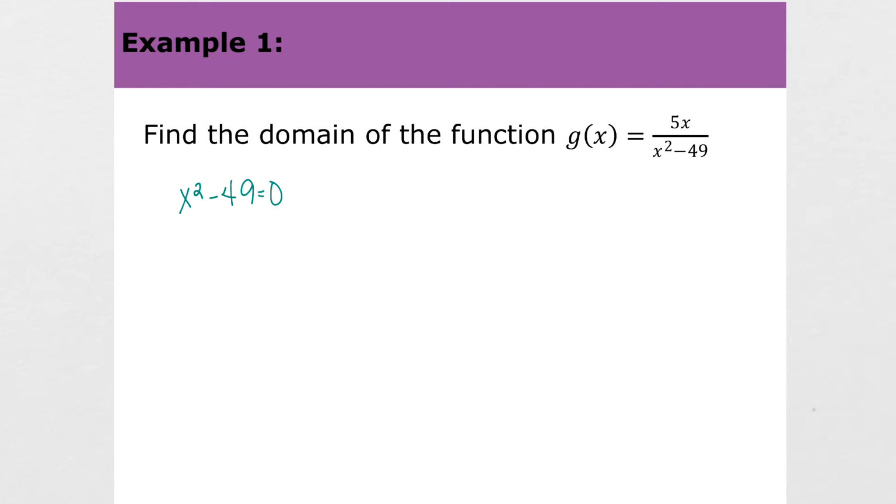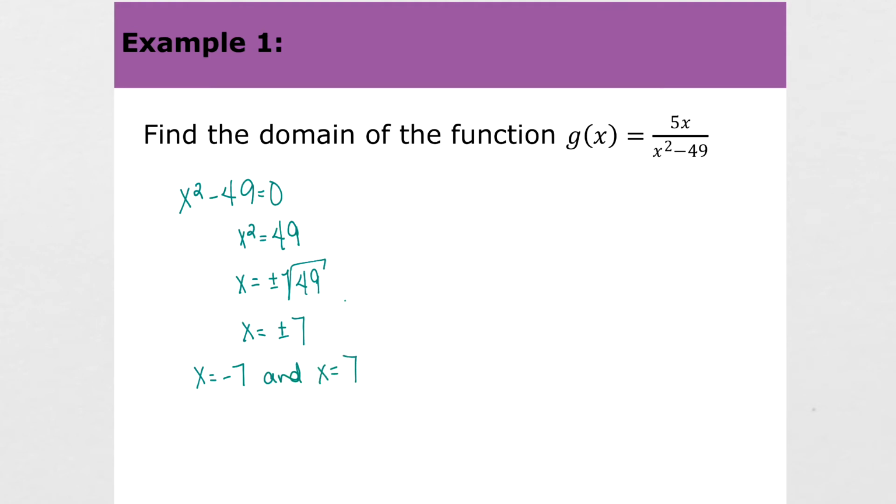Okay. So you could factor this if you wanted to. An easier way would just be to add 49 to both sides and then take the square root of both sides. Remember that if you take the square root, then you would get a positive or a negative number. So x could be positive or negative 7, because negative 7 times negative 7 is also positive 49. So our function is undefined at x equals negative 7 and at x equals 7.